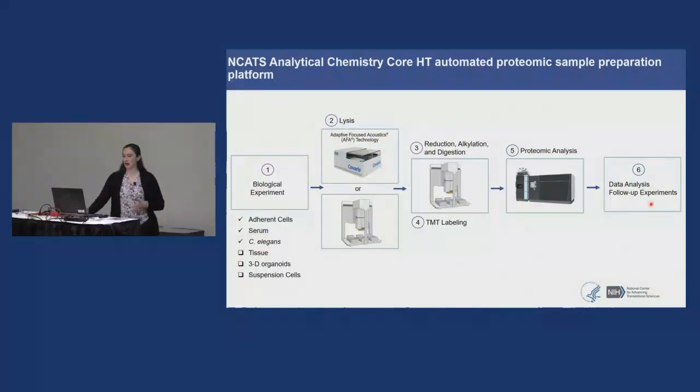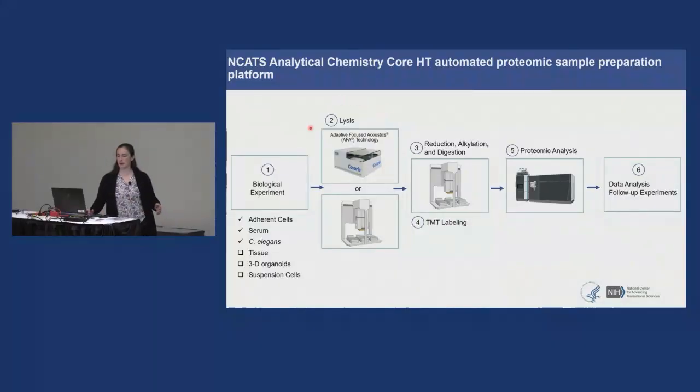And so to summarize our entire talk, this is now our automated high-throughput proteomic sample preparation platform at NCATS, where we're able to now successfully process adherent cells, serum, and C. elegans. Our lysis can be done the traditional way using our Bravo instrument, or using now our Covaris instruments. We can then go on to do reduction, alkylation, digestion, as well as TMT labeling on the Bravo instrument, allowing for quicker time to get our data and to move on to follow-up experiments.